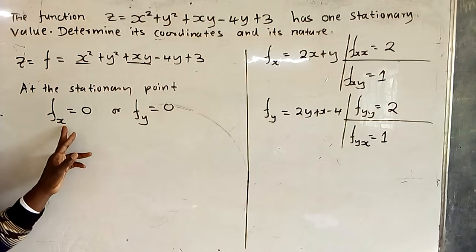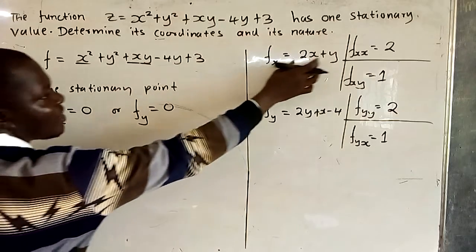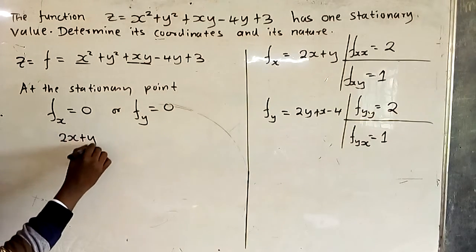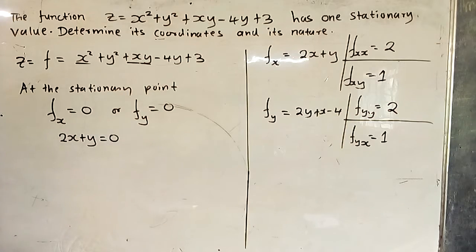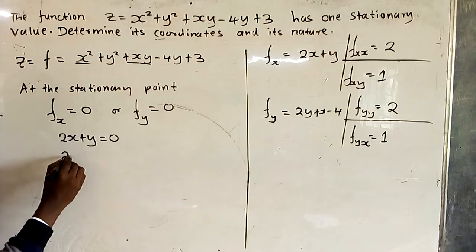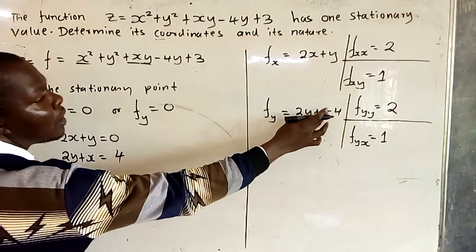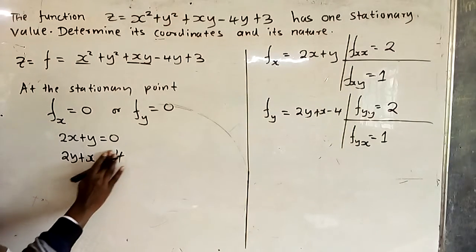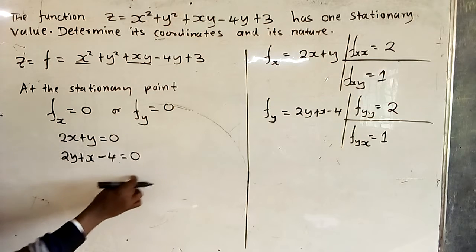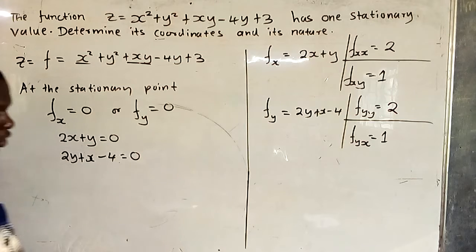So you go where you have f of x, you equate to 0. So what is our f of x? The partial with respect to x. We found 2x plus y to be equals to 0. Then your f of y you found 2y plus x to be equals to, remember, it is minus 4, then it is equals to 0, isn't it? So if you take negative 4 the other side of the equation, you will get?